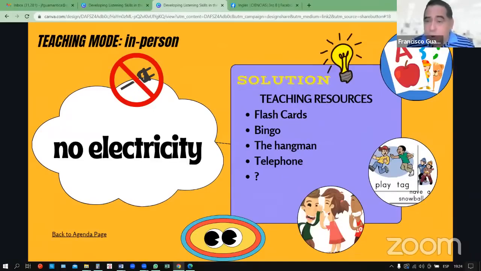What activity do you work on in this situation when you don't have electricity? Can you type on the chat, guys? What do you do if you cannot use your cell phone? Okay, I know you have battery, but let's suppose that you don't have battery. So how do you work? You can use the flashcards to work on listening activities. Bingo, it's like dictating.